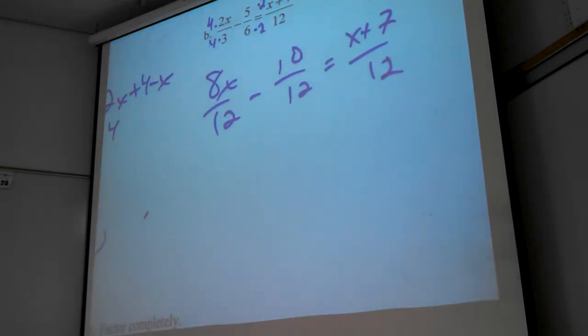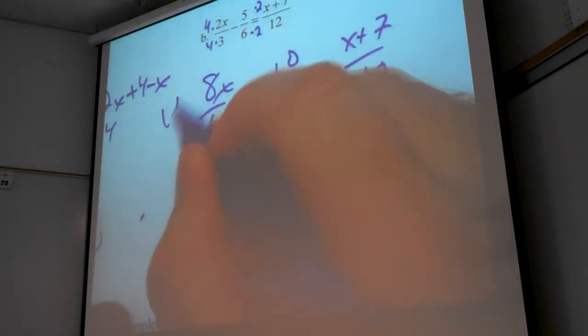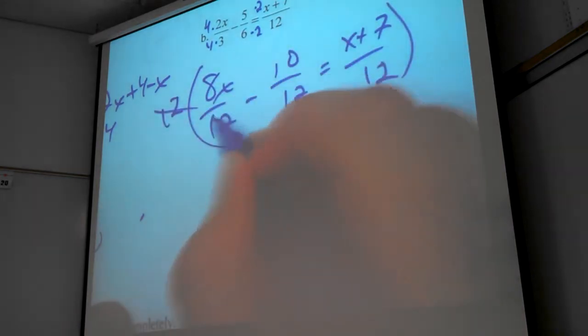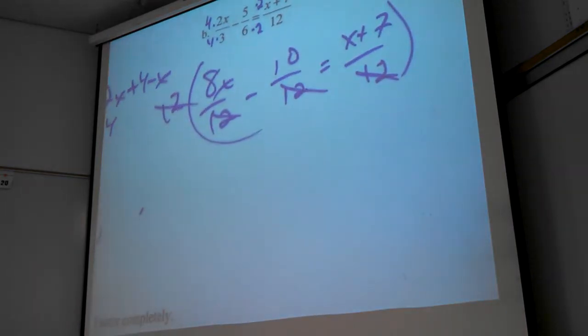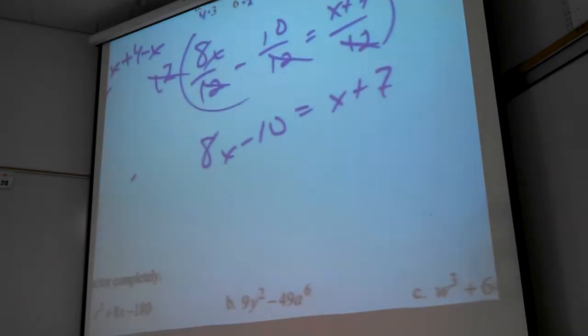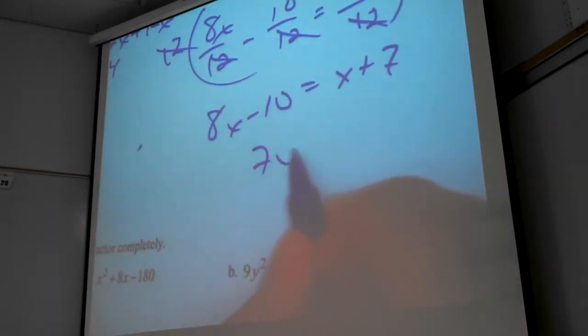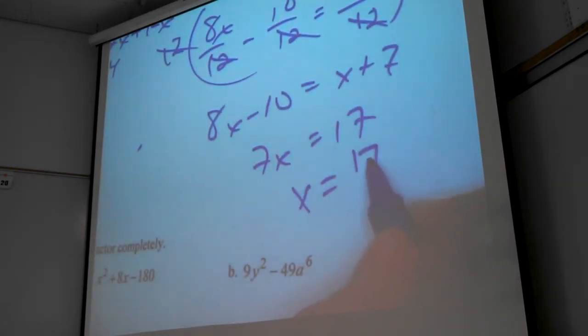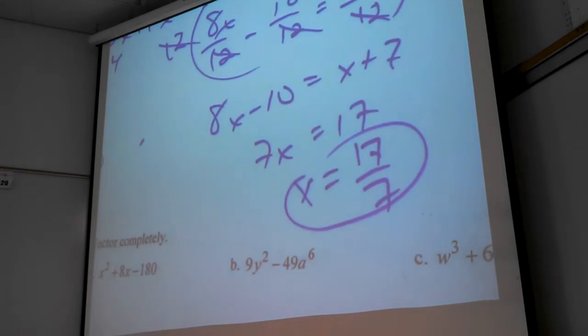Everything's being divided by 12. It's an equation, so what am I allowed to do in an equation? I can multiply both sides by, in this case, 12. And that kills all my fractions. Multiply by 12 everywhere. Die, die, die. So then I get 8x minus 10 equals x plus 7. And then I'm going to do this a little quickly. Subtract x, add 10, divide by 7. So you get 17 over 7.